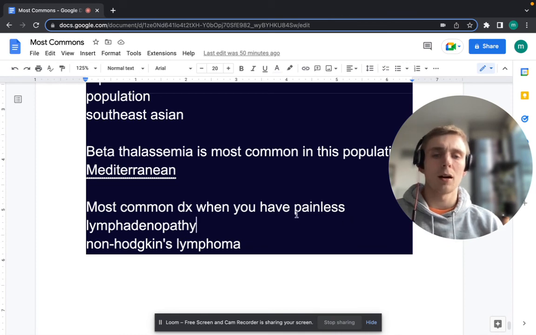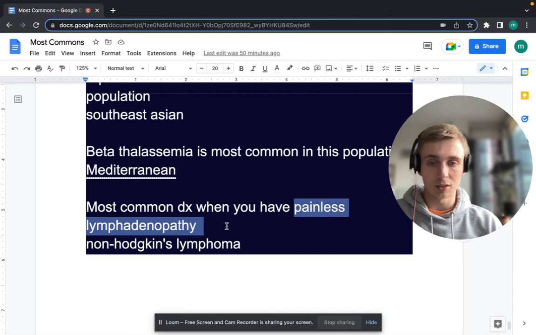How about another pathognomonic one? How about a painless canker or a painless lesion? That's going to be syphilis if you have a painless lesion.